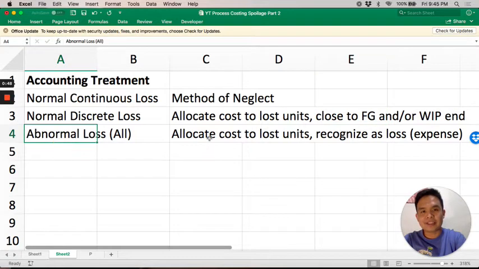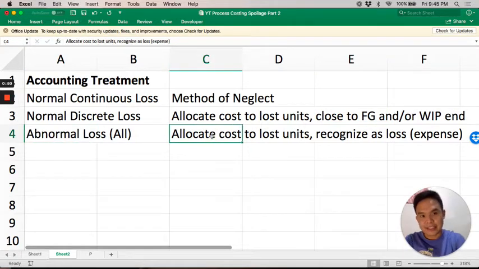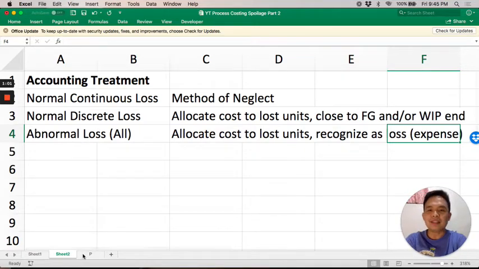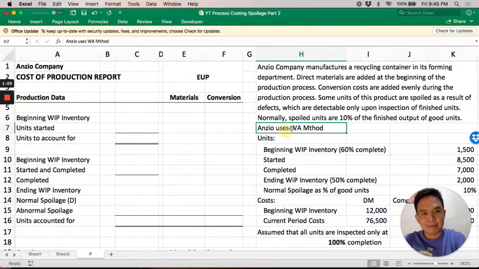Pag abnormal loss, ina-allocate sa loss units. Once again, kailangan din therefore bibilangin at ilagay ng number dun sa EUP. At whatever cost assigned to that units will be recognized as loss or expense. Tingnan natin ang ating example.